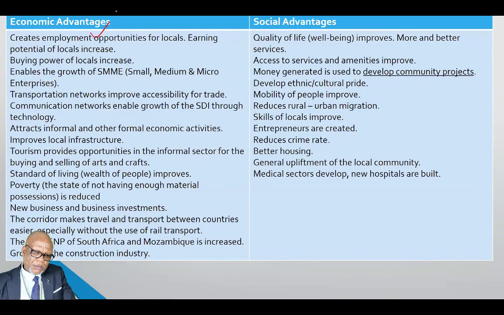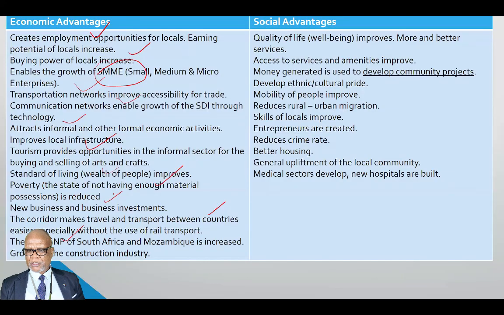Number one, it creates jobs. It increases buying power. It enables the growth of small and medium enterprises. It improves transportation and communication networks, and attracts informal and formal activities. Tourism increases. Standard of living and wealth of people increase. Poverty is alleviated. New businesses are developing. The corridor makes transport between countries easy. The total GDP and GNP of the country is also going to increase.